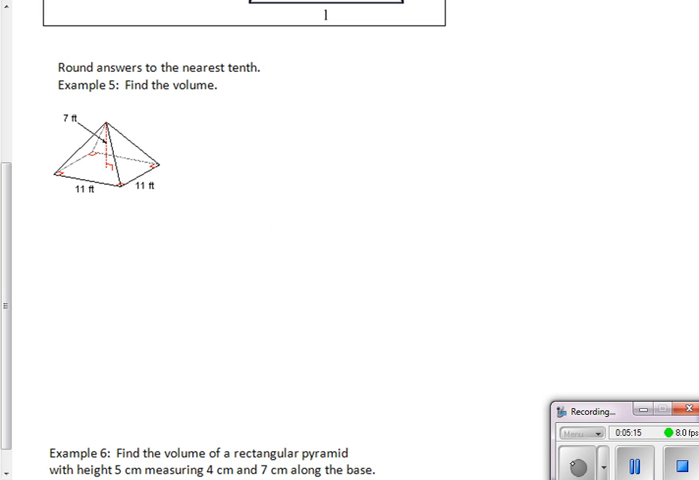Example 5, we'll find the volume, and this is a square pyramid because we see that the base is 11 by 11. Notice it says round our answer to the nearest tenth. So we'll go ahead and start out with the formula. Volume equals 1/3. And if you wanted to keep it as length times width times height, just remember length and width. We know that is talking about the base there.